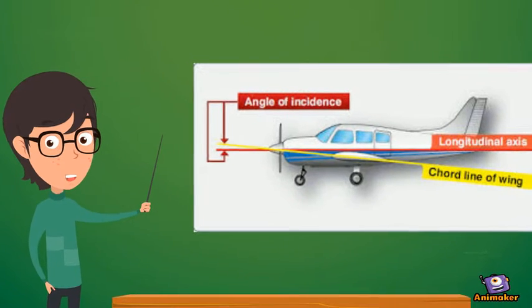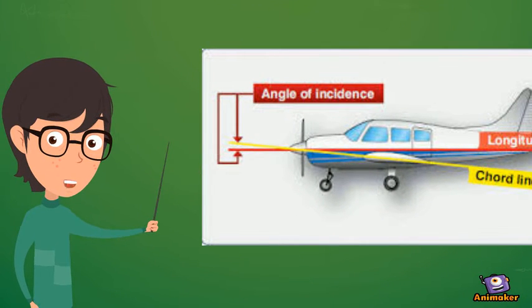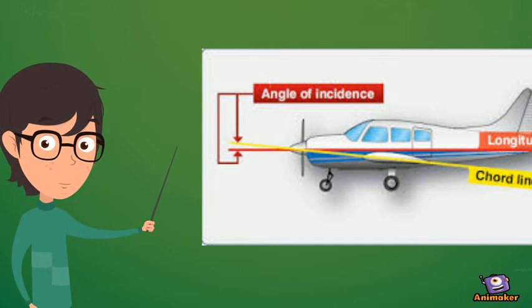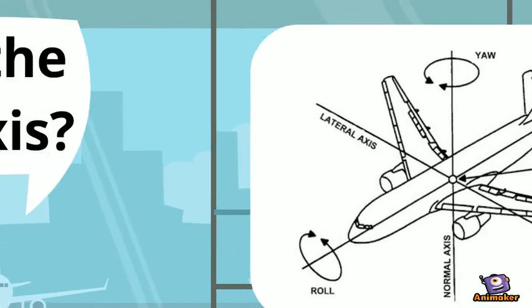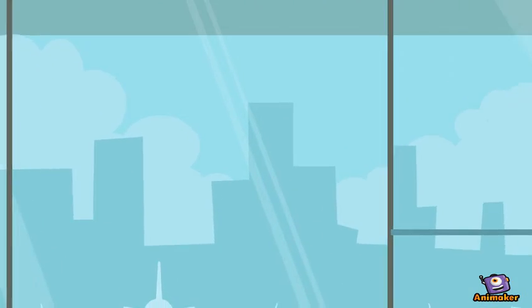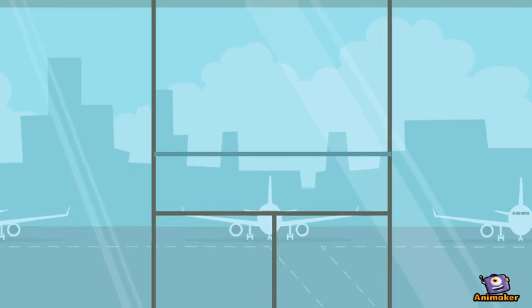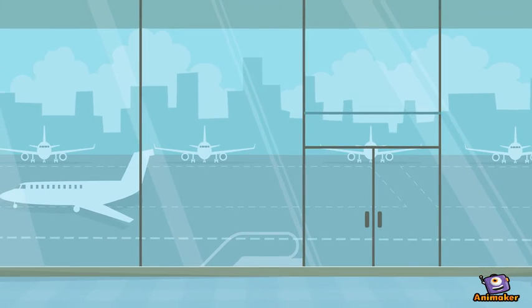The angle of incidence is the angle formed between the chord line of an airfoil and the longitudinal axis of the aircraft on which it is mounted. The angle of incidence cannot be changed. But, what is the longitudinal axis? The longitudinal axis is an imaginary line through an aircraft from nose to tail, passing through its center of gravity.